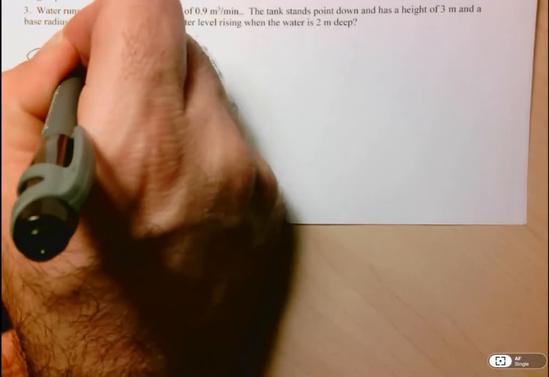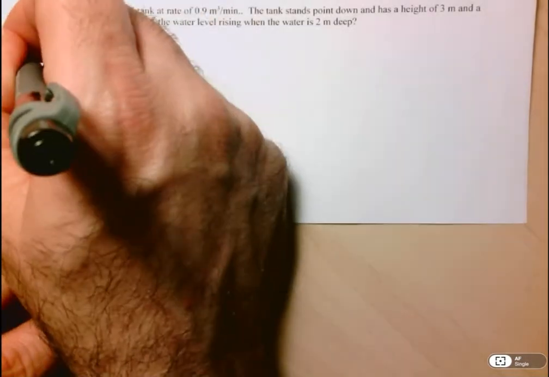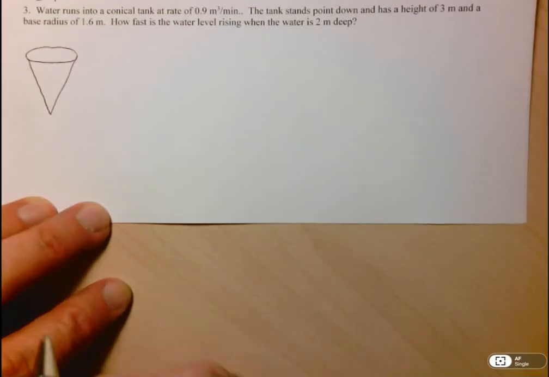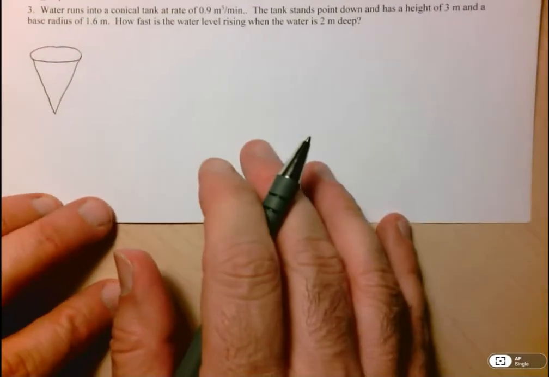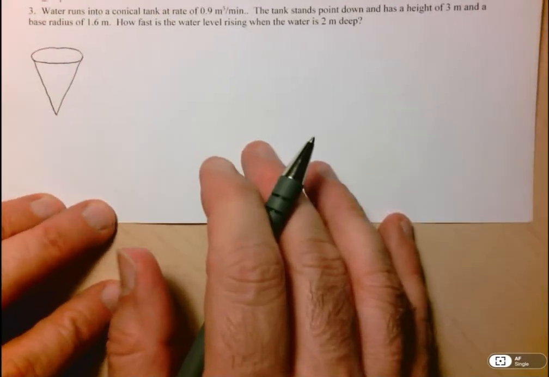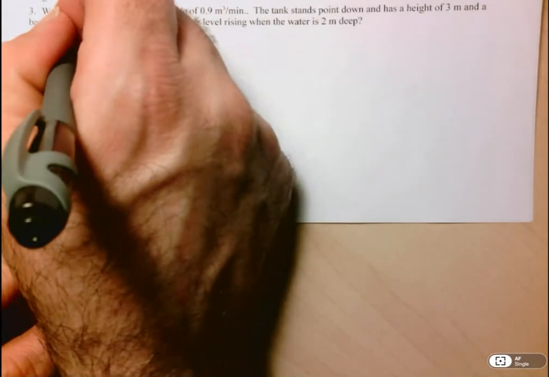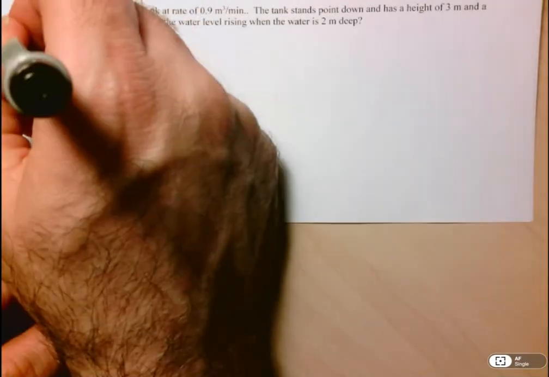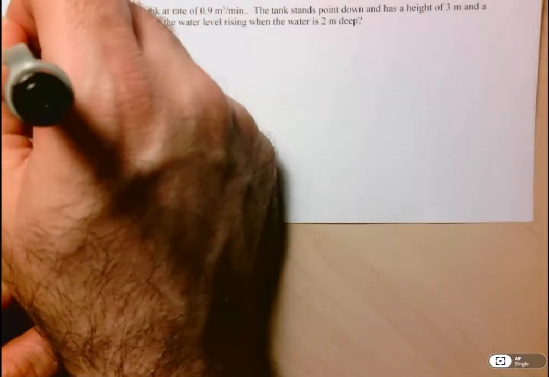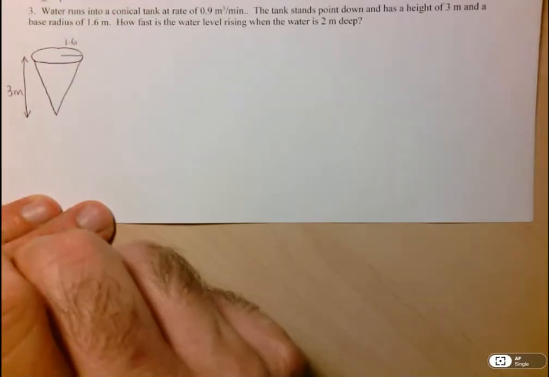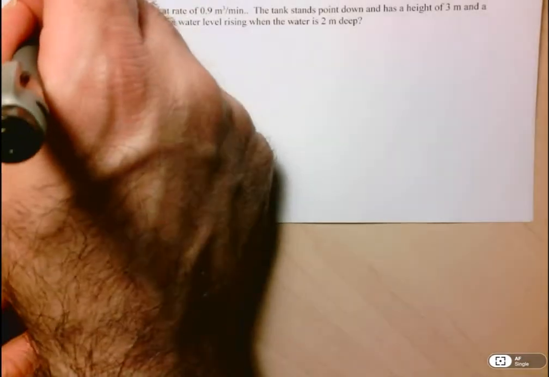So let me draw my conical tank here. Okay. Now, again, what I want to input into this diagram is things that don't change. So the radius of the tank does not change. It's 1.6 meters. The height of the tank does not change. That's 3 meters. And I know that the water is being poured in at 0.9 meters cubed per minute.